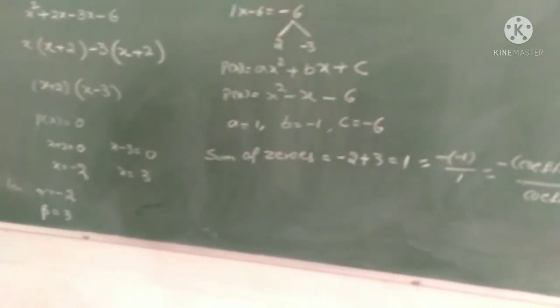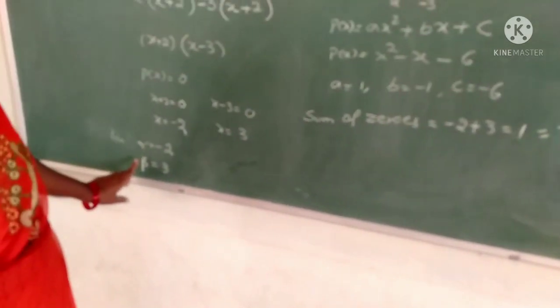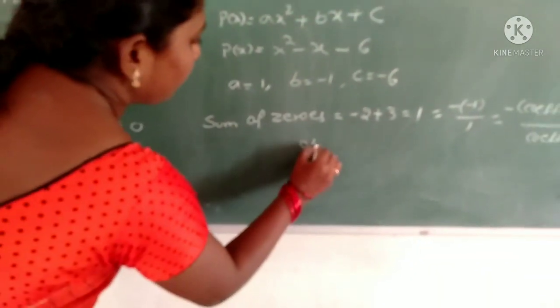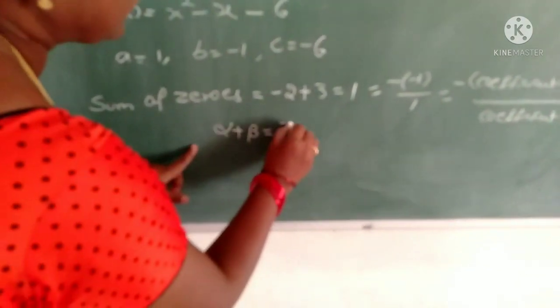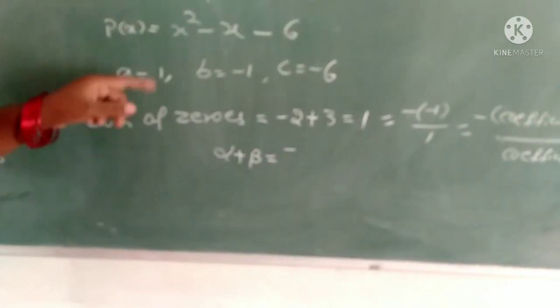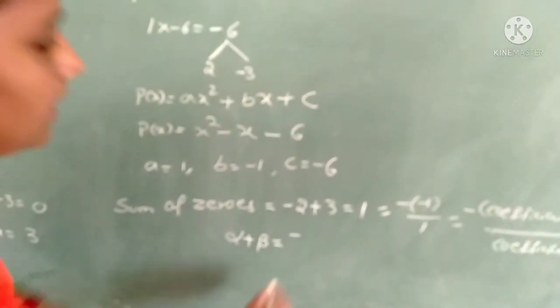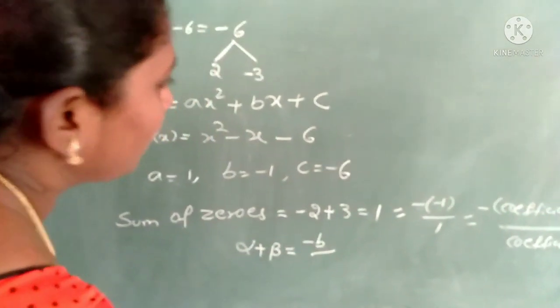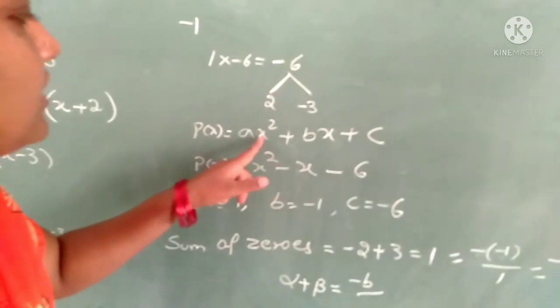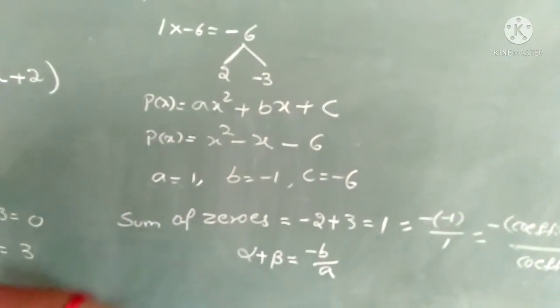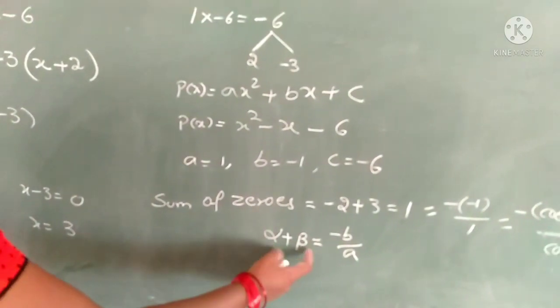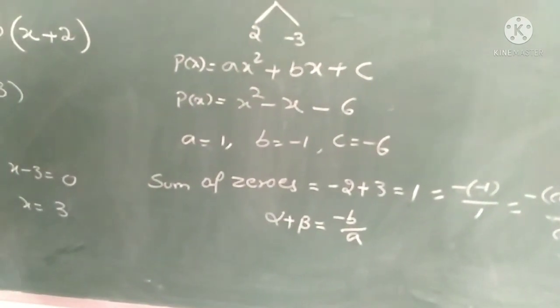Sum of zeros means alpha plus beta. So alpha plus beta equals minus the coefficient of x, that is b, by the coefficient of x square, a. So we get the sum of zeros: alpha plus beta equals minus b by a.